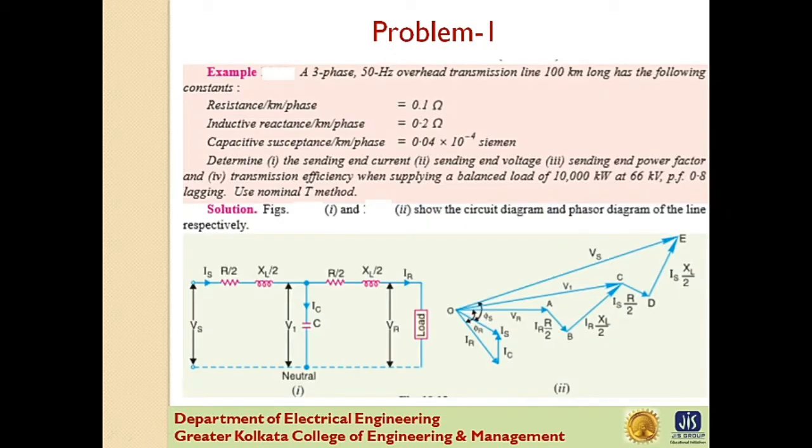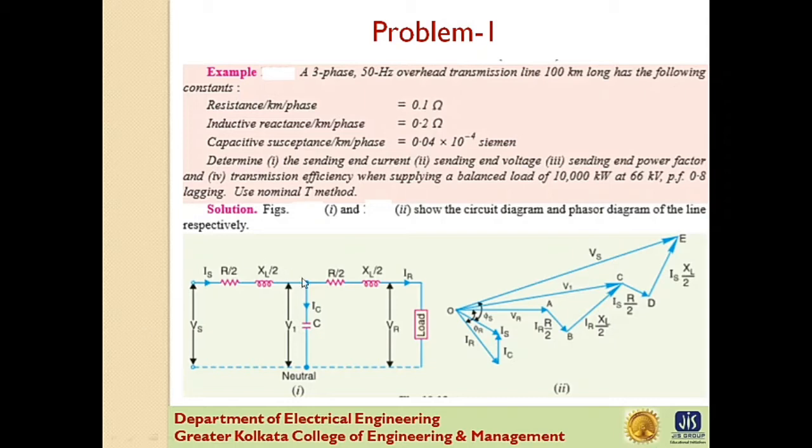So here is a problem. A three-phase 50 Hz overhead transmission line 100 km long has the following data: resistance per kilometer per phase 0.1 ohm, inductive reactance per kilometer per phase 0.2 ohm, capacitive susceptance per kilometer per phase 0.04 into 10 to the minus 4 Siemens. Determine the sending end current, sending end voltage, sending end power factor, and transmission efficiency when supplying a load of 10,000 kilowatt at 66 kV, power factor 0.8 lagging. Now we use the nominal T method.